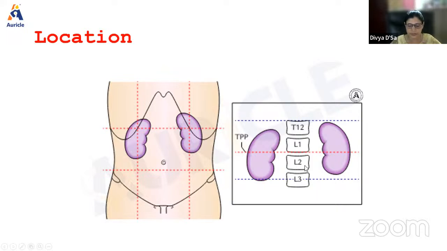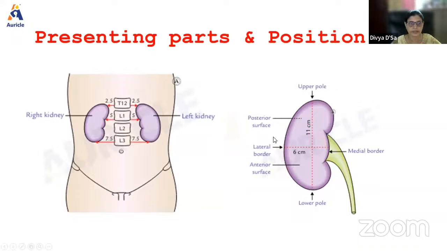The long axis of the kidney is directed downwards and laterally, so that the upper end is closer to the vertebral column, whereas the lower end is away from it. Each kidney measures about 11 centimeters in length, about 6 centimeters in breadth, and about 3 centimeters in thickness. It weighs about 150 to 170 grams in males, and in females about 130 to 150 grams.